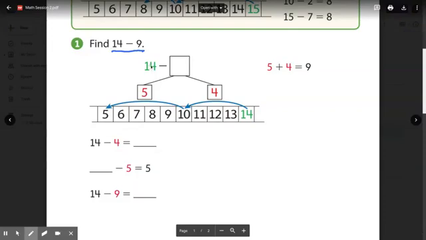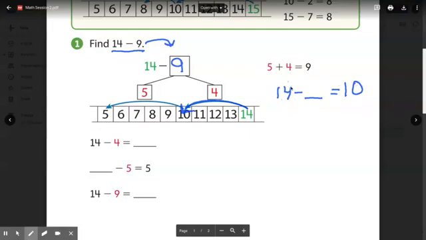Okay. So right here, 14 minus 9. Let's turn it into our work. We have 14 minus, what number is supposed to go here? I hope you said 9. Excellent. So what do we need to do first? We need to make a 10 to subtract. So we're starting at 14, and I know I have to get to 10. So 14 minus how many equals 10?